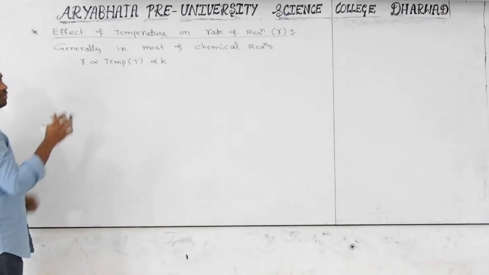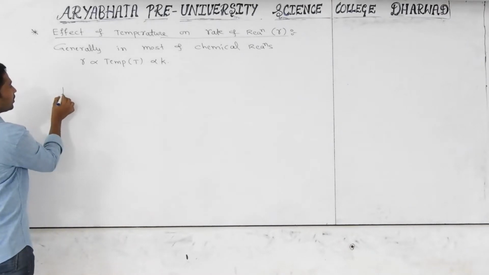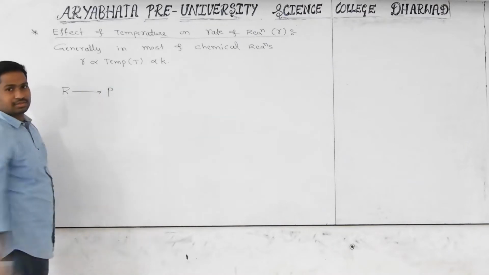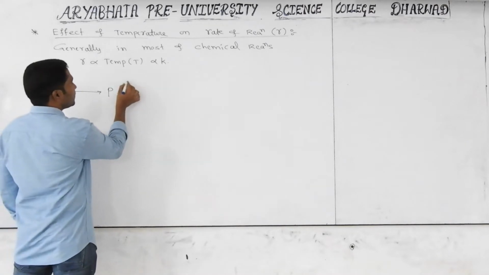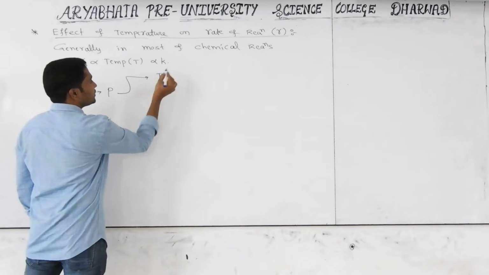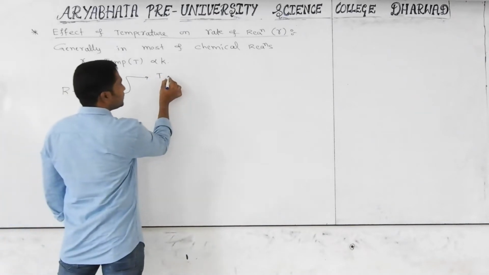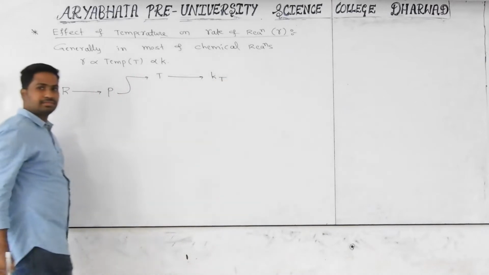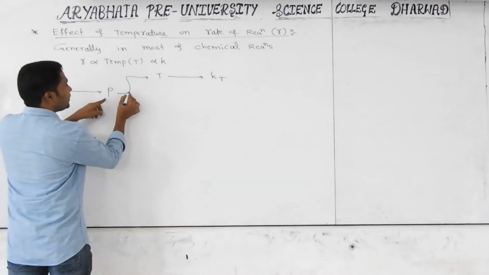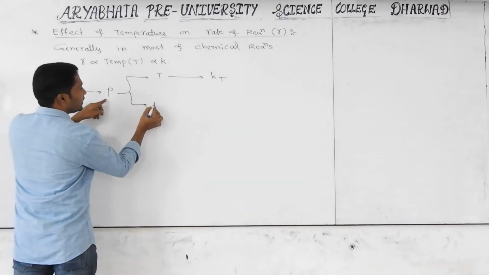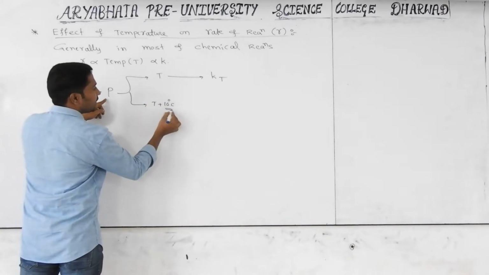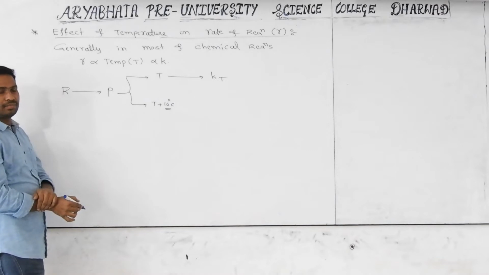What is the concept we have to discuss here? You take one chemical reaction, reactants converting into products. For this reaction, I am taking temperature as T. At temperature T, the rate constant is denoted by KT. For the same reaction, I am taking another temperature, T plus 10 degrees Celsius. This is the very important criteria.